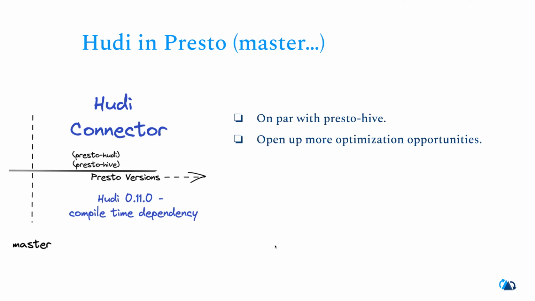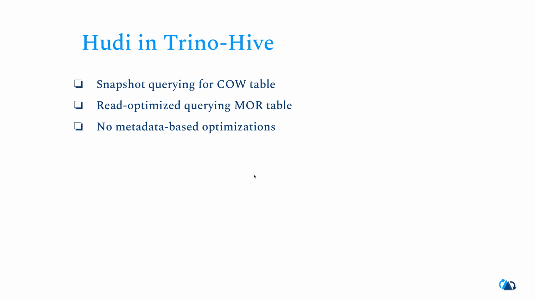So on master, we now added this new connector, which opens up more optimization opportunities for us, which we'll talk about in a bit. Next slide. Before we go into the new connector, I just want to briefly mention Trino Hive. So Trino Hive, as of today, supports snapshot querying for copy on write table, read optimized querying for merge on read tables, and there are no metadata based optimizations that we have in Presto Hive connector. So that's the current state. Let's go to the connector now.